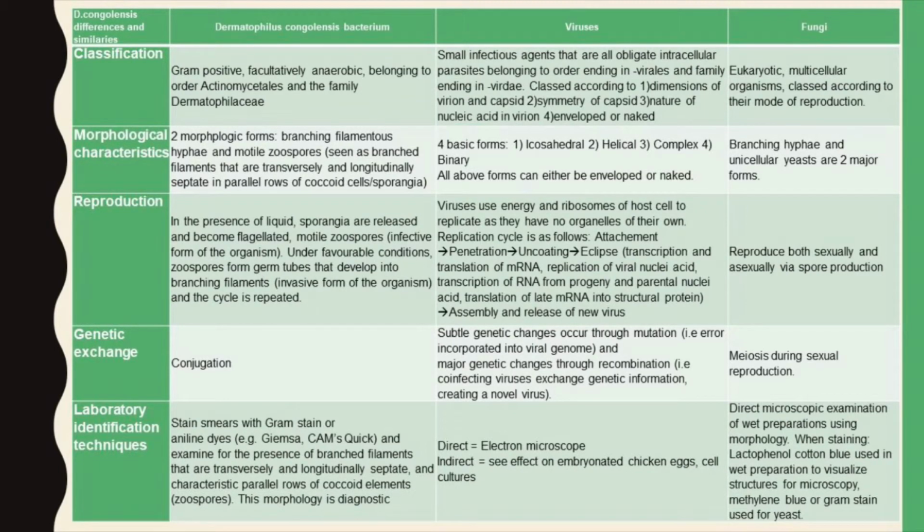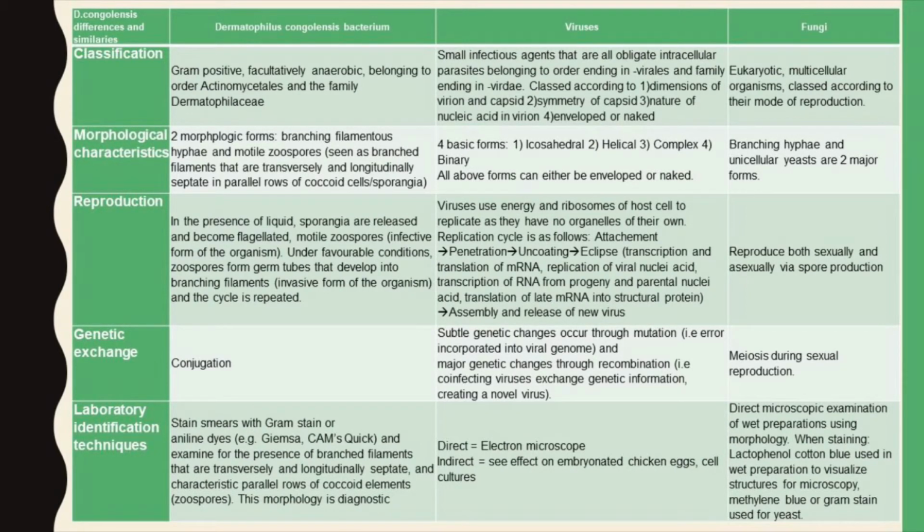In terms of genetic exchange, D. congolensis does this via conjugation, while viruses undergo subtle genetic changes through mutation, or they can undergo major genetic changes through recombination. Fungi undergo genetic exchange via meiosis during sexual reproduction.